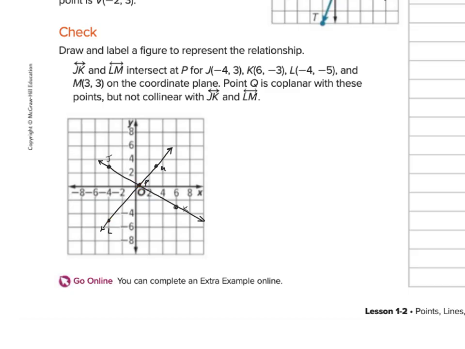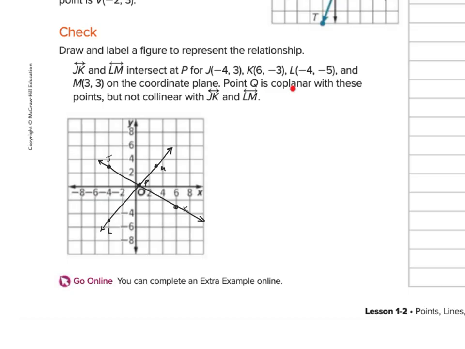So I went ahead and I graphed these points. JK, connected them with a line, of course, arrows going in both directions, indicating that it goes on forever and ever. L and M, I connected those two, going on forever and ever, and they intersect at point P. Obviously, I'm not a machine, this is not drawn perfectly, but it's a good indication.